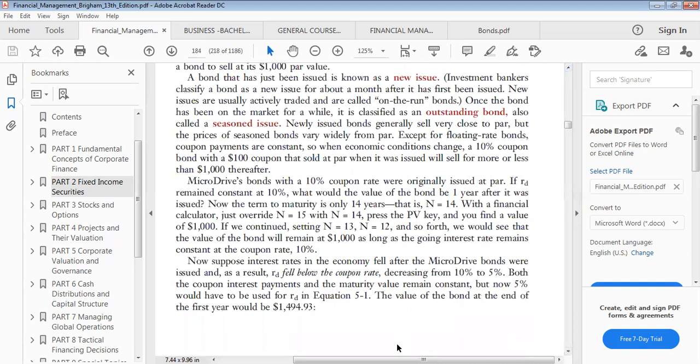Now suppose interest rates in the economy fell after the Microdrive bonds were issued, and as a result, rd fell below the coupon rate, decreasing from 10% to 5%.